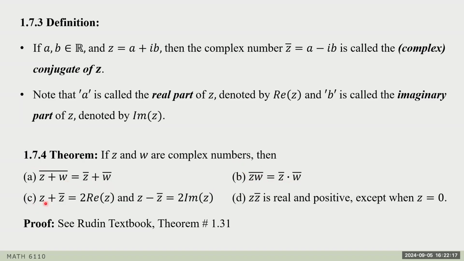If you do a complex number plus its conjugate, then that gives you 2 times whatever the real part is. And if you do z minus z bar, you get 2 times the imaginary part. And if you do z times z bar, then this is a real and positive number except when z is equal to 0. Right? So we'll see this one show up again.